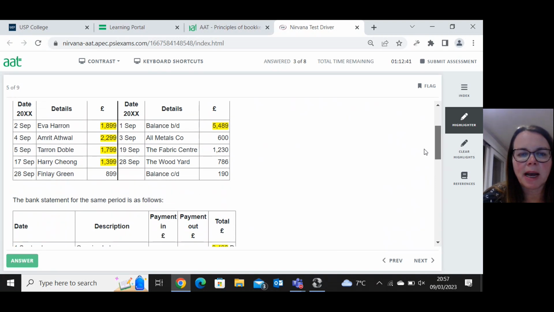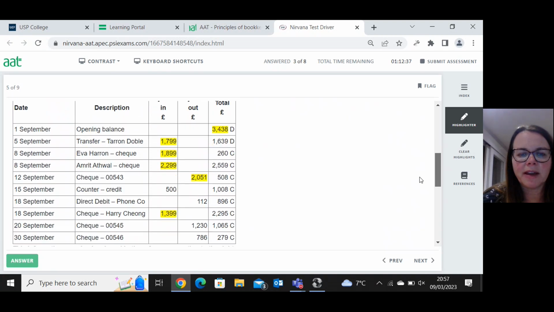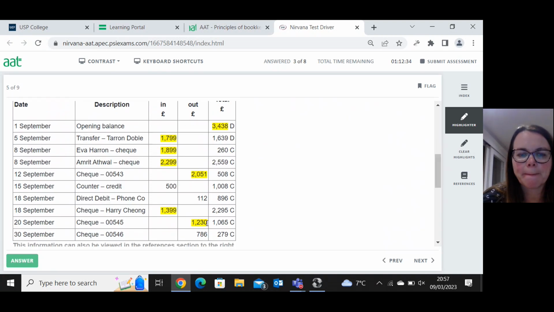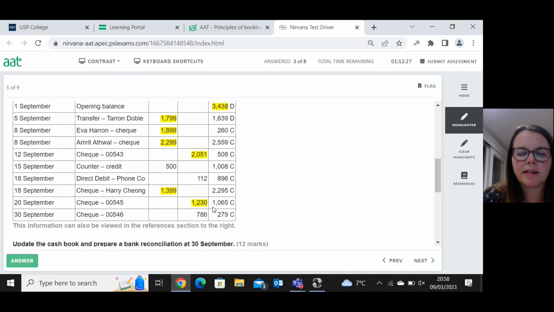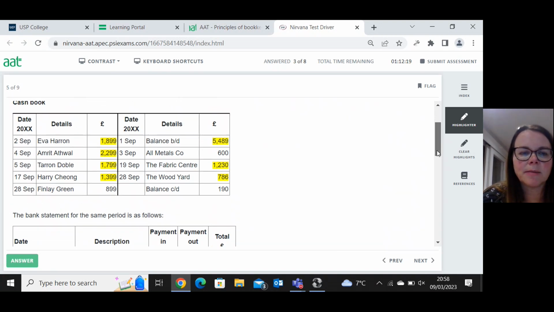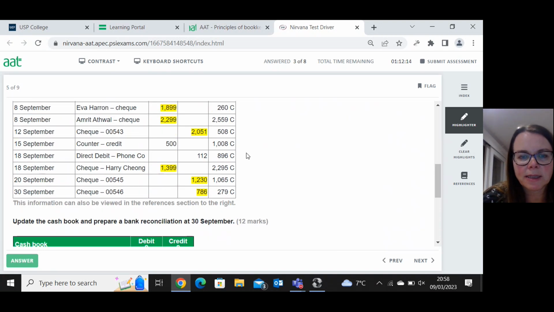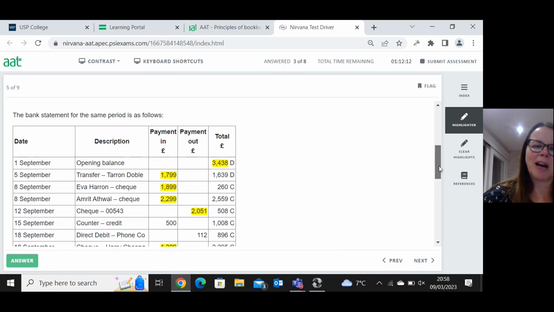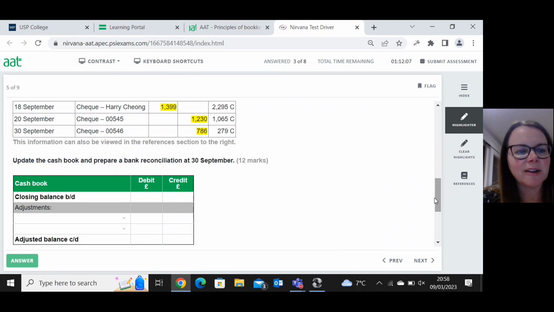Right, so what about going out? All metals 600 isn't there. 1230 is there. 786 is there. And that's it. So I've got one item unticked here in the cash book. And I've got one item unticked here. So I'm kind of thinking that looks about right for these questions. Although don't take anything for granted.